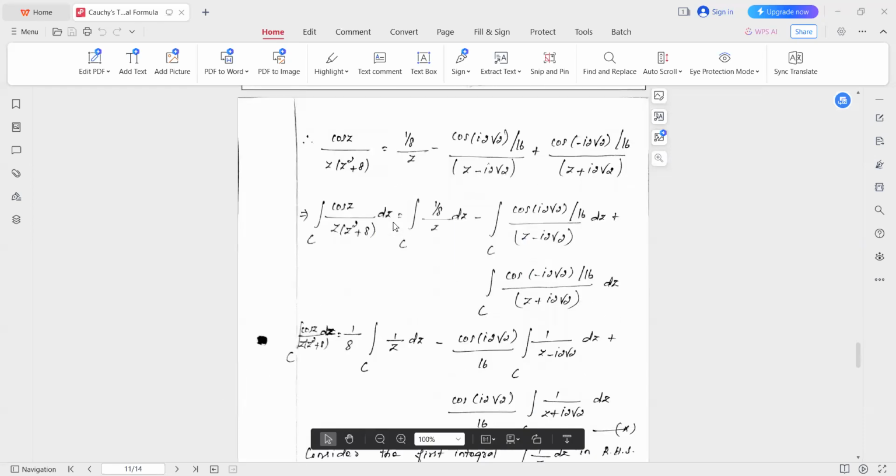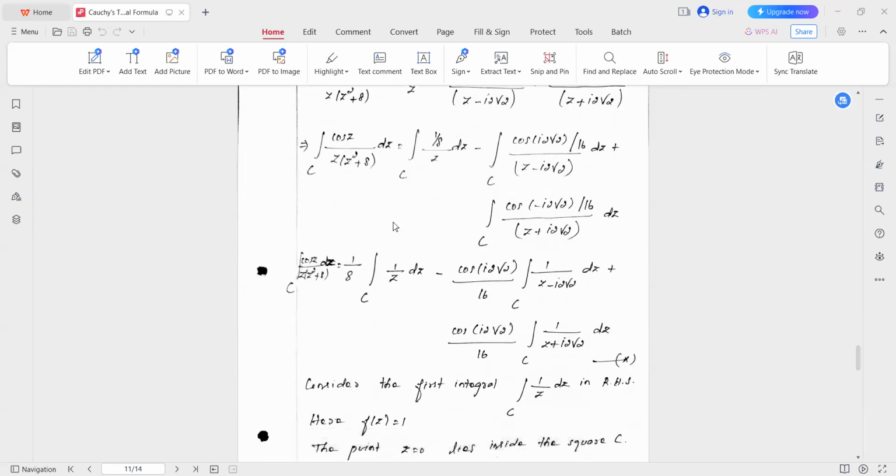By taking the integral on both sides, we get the integral over C of cos z divided by z into z square plus 8 dz, which is equal to the first integral, second integral and third integral. Now we are going to find the value of these three integrals one by one. In this integral, as this is a constant value, we are taking it outside the integral. So therefore, this will become this.